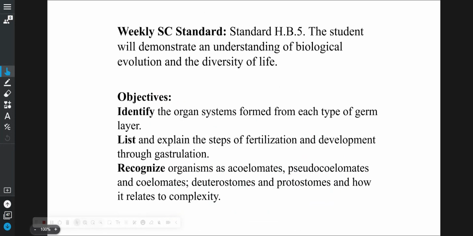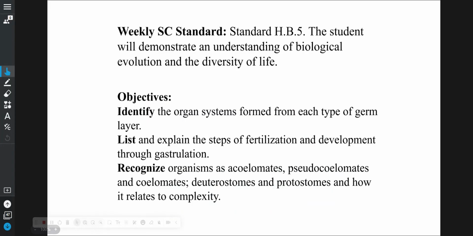Okay, so the objectives for today are for you to be able to identify the organ systems that are formed from each germ layer. So we talked about organ systems yesterday. Today we're going to talk about where those organ systems come from. And when we're using the term germ here, we're not talking about bacteria and viruses that might make you sick. We're talking about tissue layers.